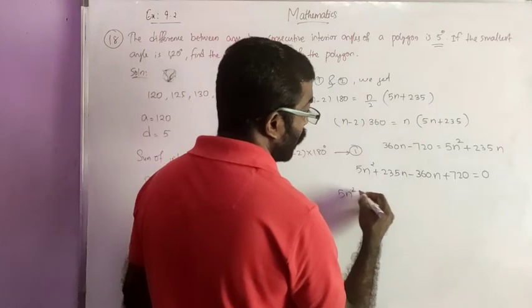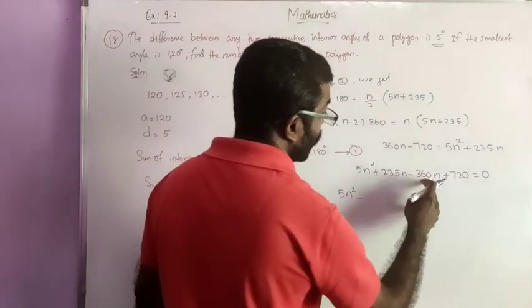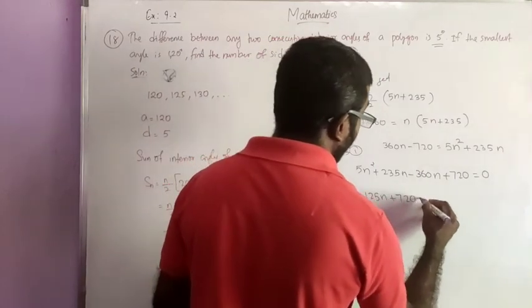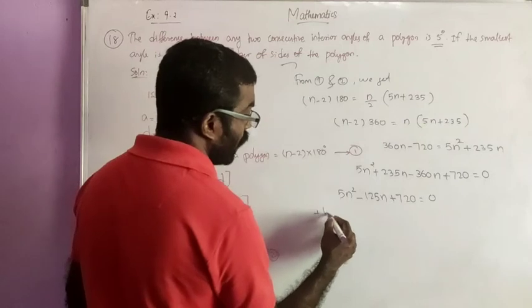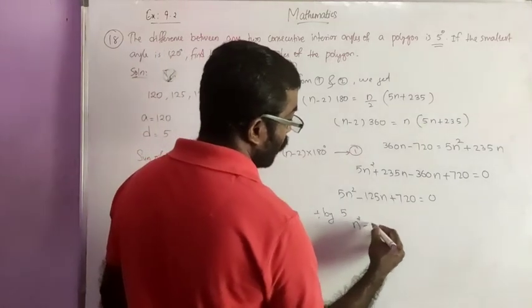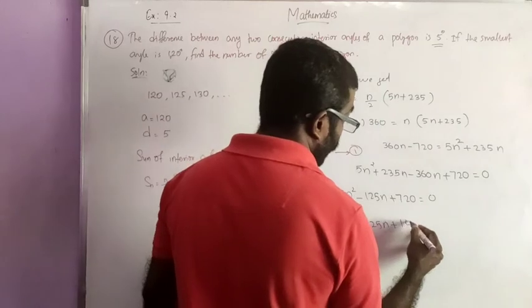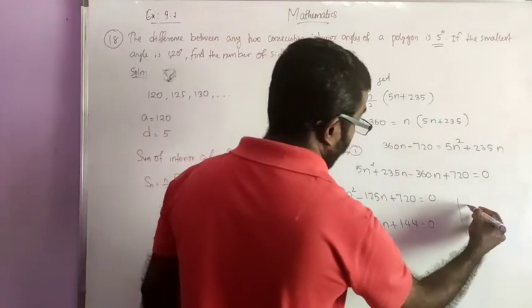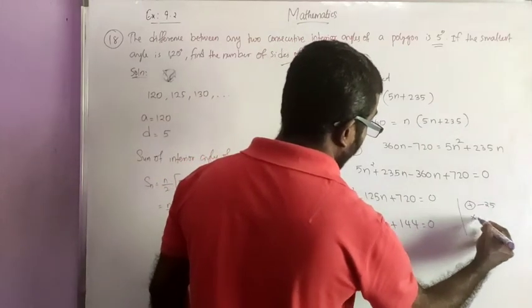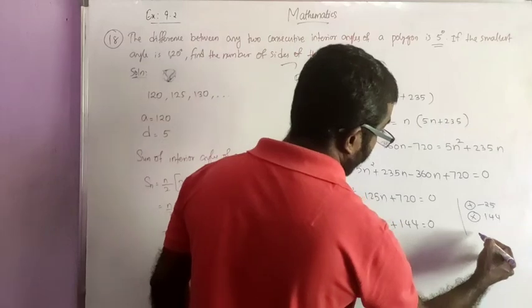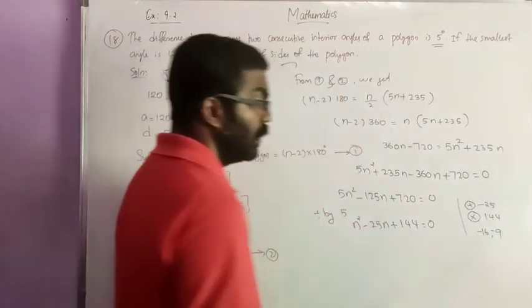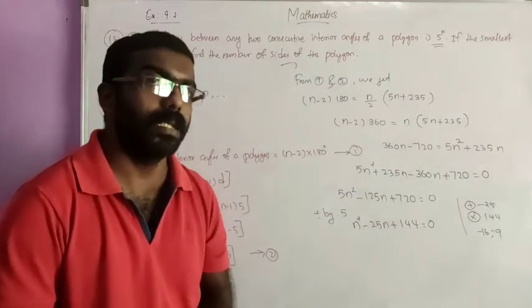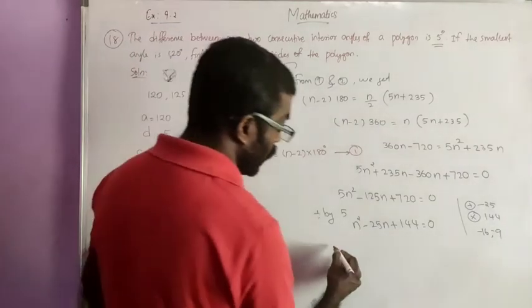That is 5n square minus 360 minus 235, 125n plus 720 is equal to 0. Now we can divide the entire equation by 5. So n square minus 25n plus 144 is equal to 0. Now we can solve this quadratic equation. Here sum is minus 25, product is 144. So the numbers are minus 16 and minus 9. Minus 16 plus minus 9 gives minus 25, and minus into minus, 16 into 9 is what? 144.